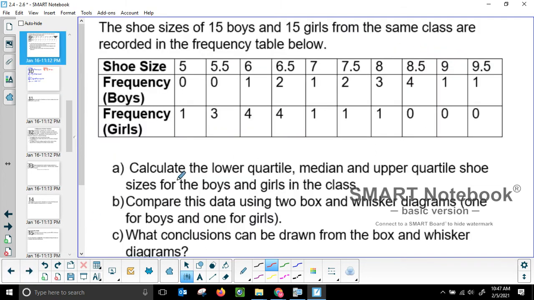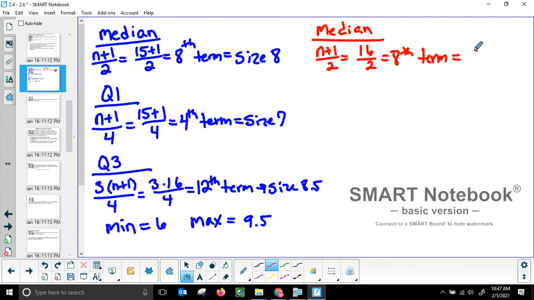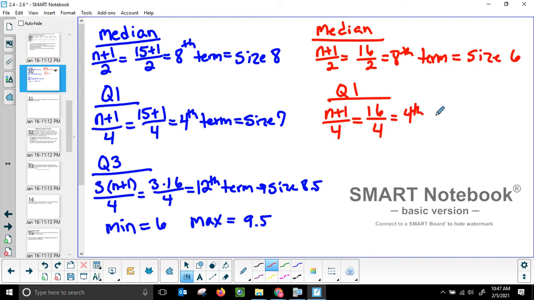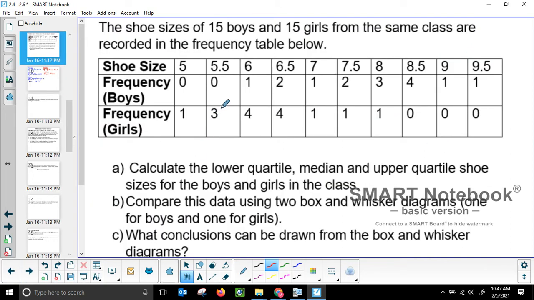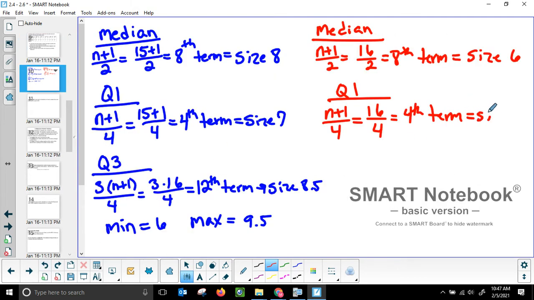So when we go back and look at the girls, we have 1, 2, 3, 4, 5, 6, 7, 8. So the 8th term is shoe size 6. For Q1, we do the same thing, n plus 1 over 4. Again, my n is 15, so this is 16 over 4, which is the 4th term. So my 4th term here, 1, 2, 3, 4, is 5.5. So size 5.5.